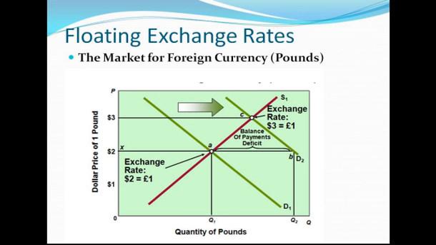So demand for the British pound will increase, which will show in this graph. Demand will shift from D1 to D2. The equilibrium will go from 2 US dollars to 1 pound, to 3 US dollars to 1 pound.